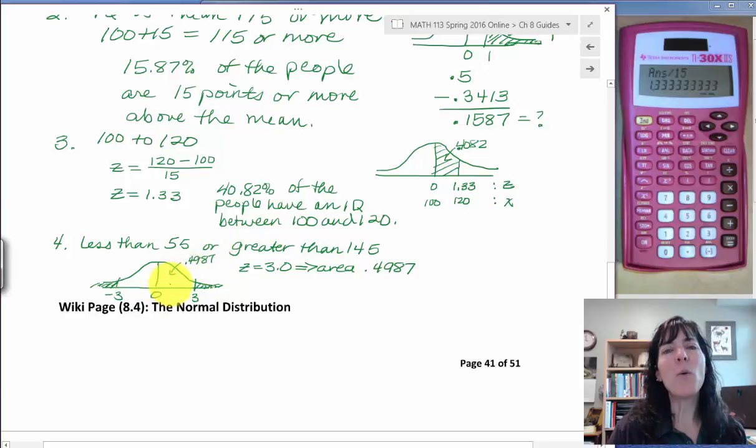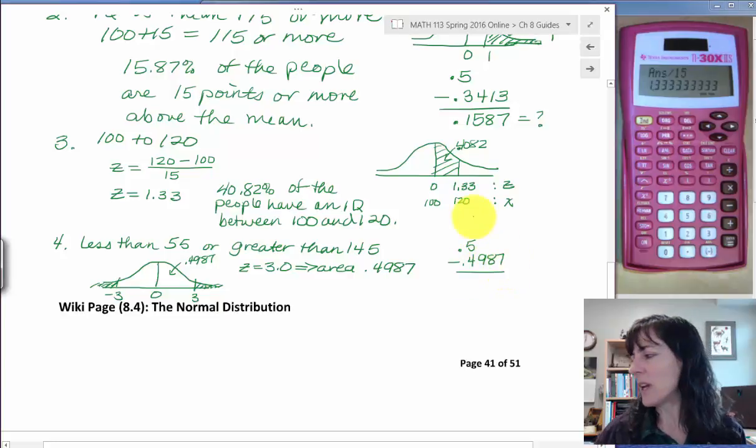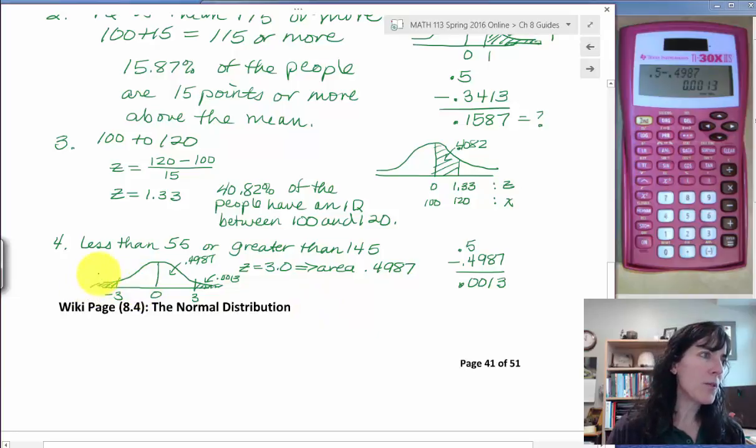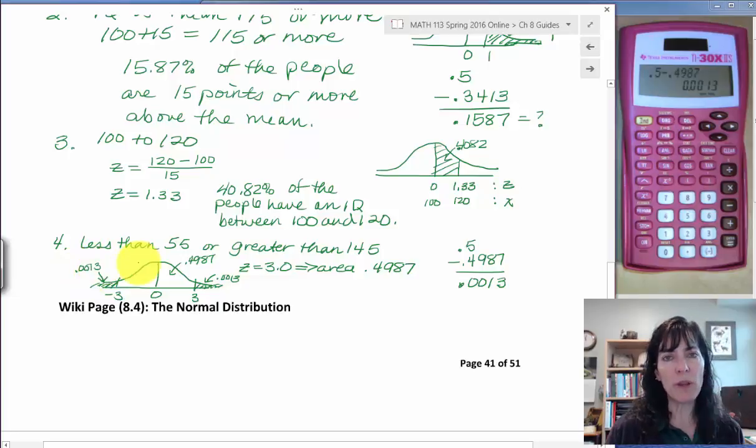It is 0.4987 here in the part we don't want, and then we have to find the part that we do want. So we have to do 0.5 minus 0.4987, and we get 0.0013. That makes more sense. That little chunk right there is 0.0013. We have the same size chunk on the other side, and that one's also 0.0013. And we wanted both of them, so we have to do that 0.0013 twice, which gives us 0.0026.